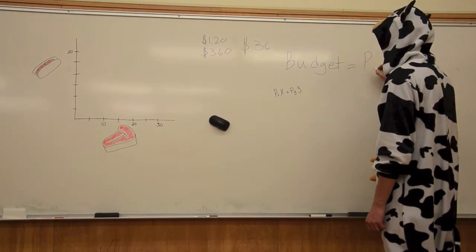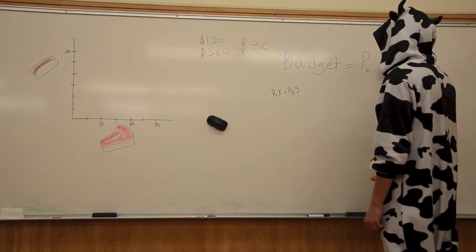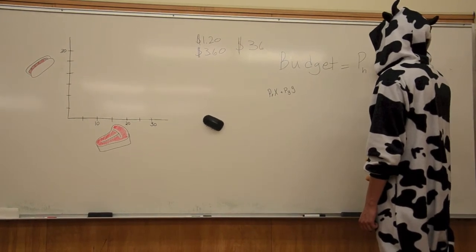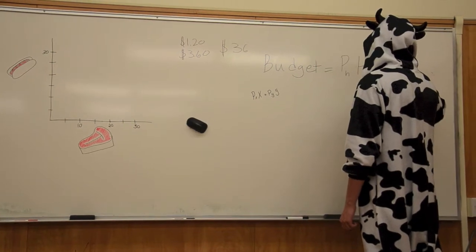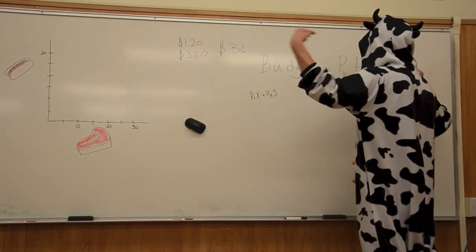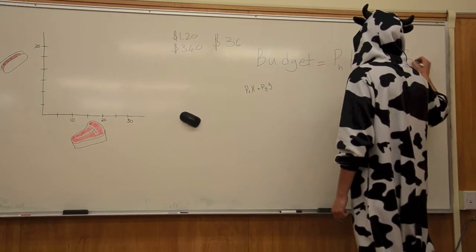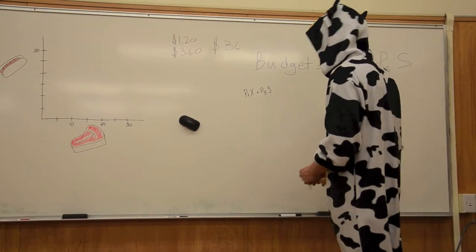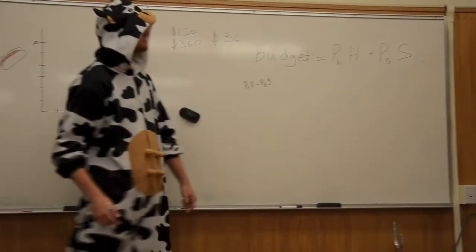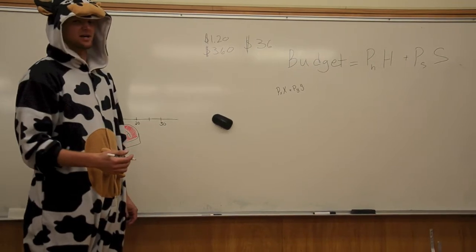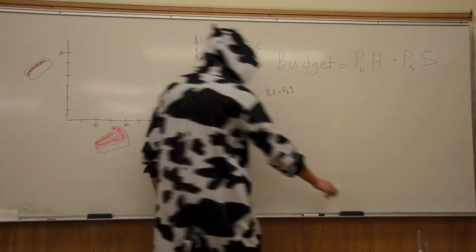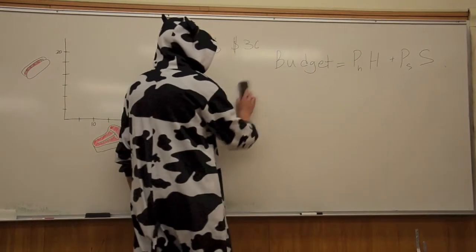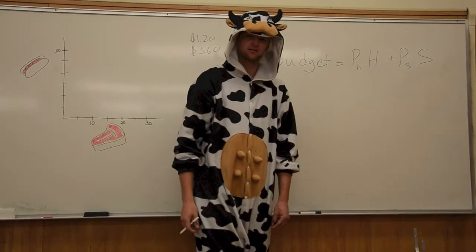Our price of hot dogs and its quantity each, plus the price of steak times the quantity of steak. Right? So if we're going to figure out how many total hot dogs we can buy given our budget, we're going to say that we're not going to buy any steak. No steak.